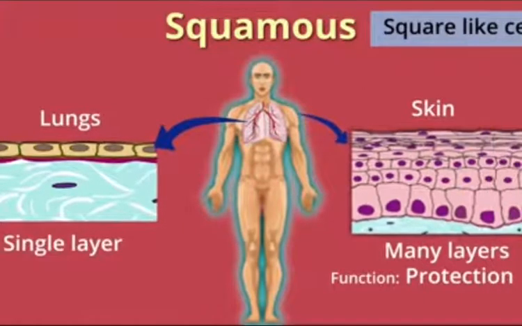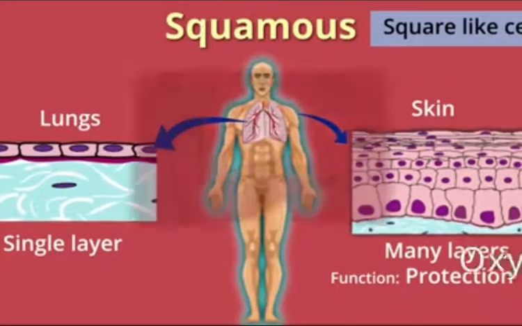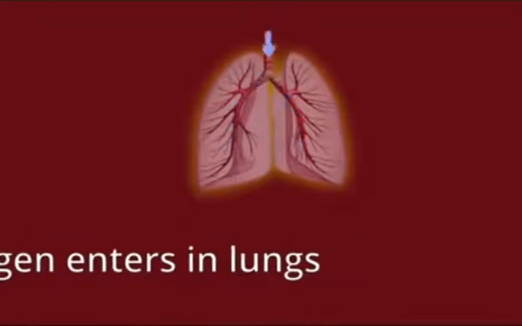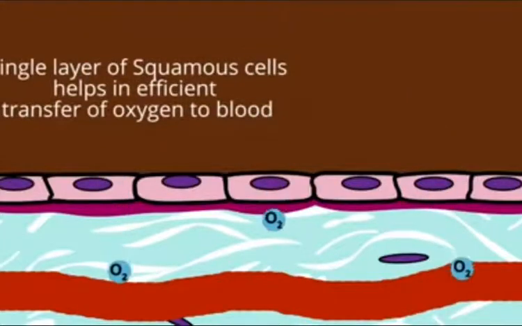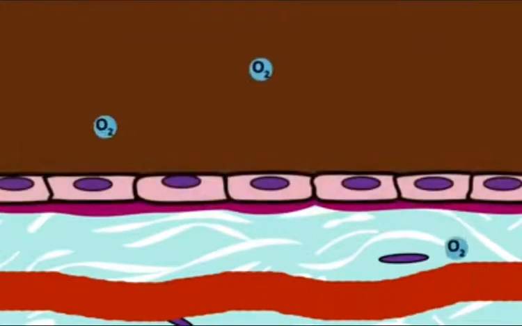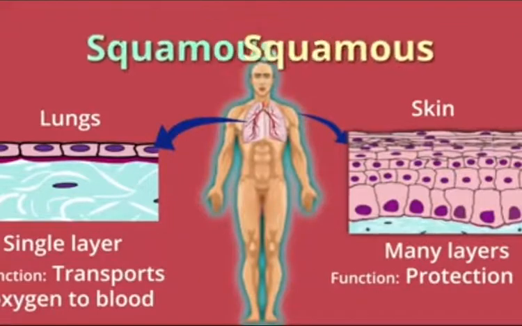Now coming to the lungs, it is having a single layer. Why is it a single layer in the case of lungs? As it helps for respiration. The oxygen you are inhaling enters into the lungs. Then it is transported to the blood. So if a single layer of squamous cells is there, it helps for transportation of the oxygen.